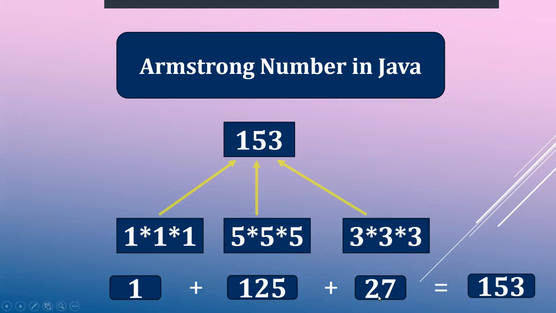An Armstrong number means the sum of the cubes of the digits of the given number is equal to the given number. If it is equal, then that is called an Armstrong number. If it is not equal, then it is not an Armstrong number. Let us start writing the code and we will understand.